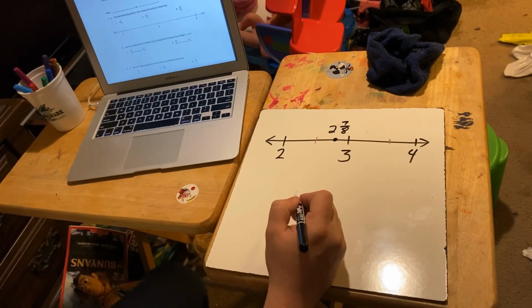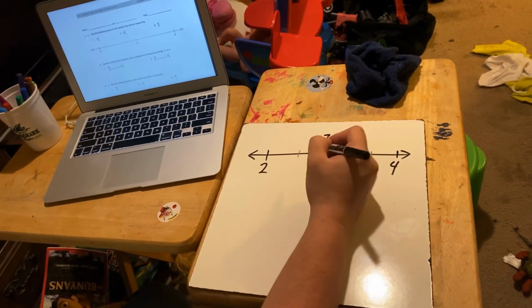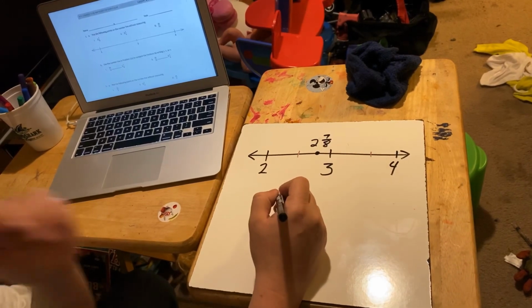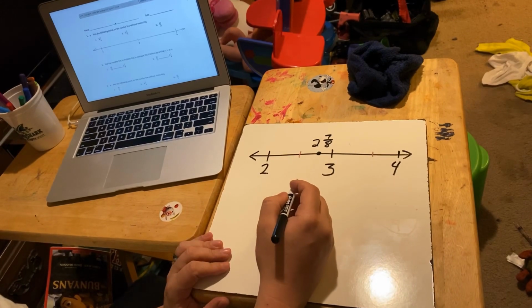But we know that 2 7/8 is not 3. It's not greater than 3. It can be actually less than 3. The next one I'm going to move to is number 2. Roman numeral 2 is 3 1/6.